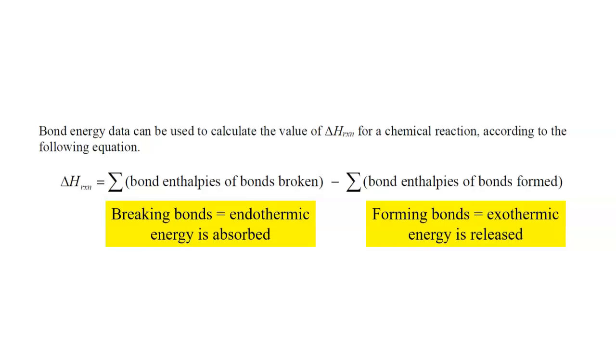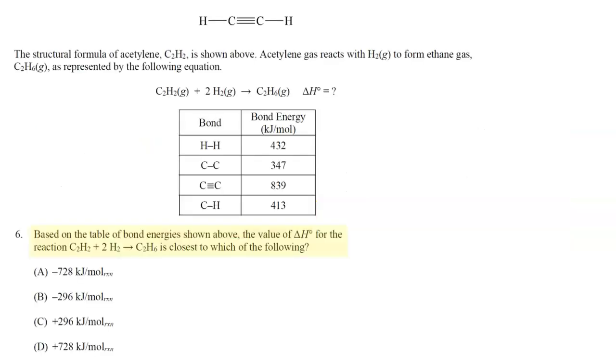So bond energy data can be used to calculate the value of the change in enthalpy, or delta H, for a chemical reaction. The equation is delta H for the reaction is equal to the sum of the bond enthalpies of the bonds that are broken, because breaking bonds is an endothermic process, minus the sum of the bond enthalpies of the bonds formed, because forming bonds is an exothermic process. So we're going to use that equation to answer question 6.